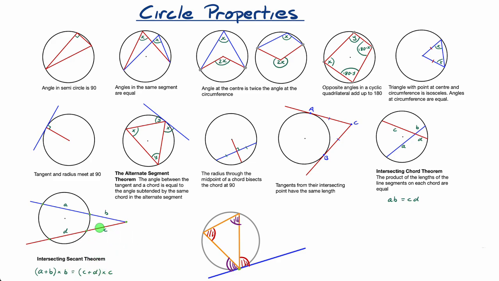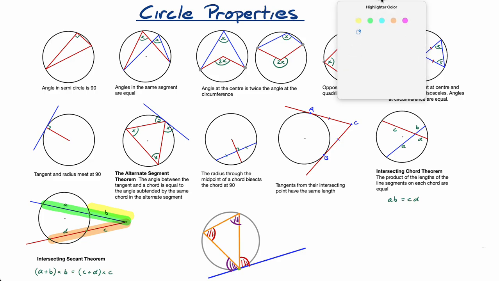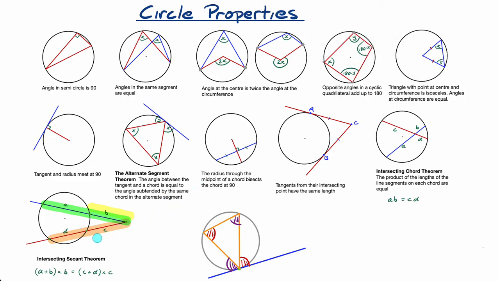So people sometimes get this mixed up. It's the long one, this one, times this one. I'll just put it there. This one times this one equals, sorry, not all the way from there. This one times, give me another color, please. This one, like this. So A plus B, the big one, times B equals C plus D, the big one, times C. And that's it.